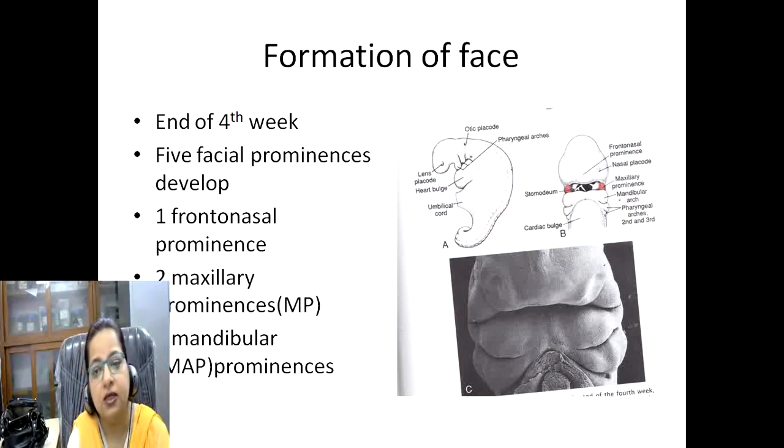Here you can see a side view along with the ventral aspect of the developing embryo. This is the end of the 4th week, where you will find 5 facial prominences. One is the frontonasal prominence, as labeled in the diagram. Then there are 2 maxillary prominences on either side of the developing stomodium and the 2 mandibular prominences. This is an electron microscopic view of the developing embryo, showing the frontonasal, maxillary and mandibular prominences.